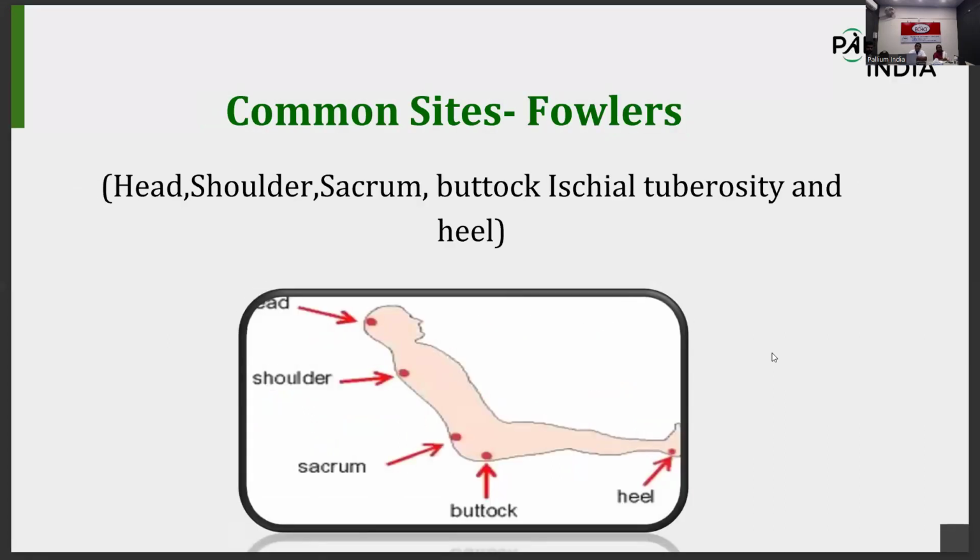Next, Fowler's position. Mainly this position is used in the ICU. In this position, the head area is most commonly affected, along with the shoulder, sacrum, buttocks, and heel. Sometimes we also use an oxygen mask, which touches the pinna of the ear. The tubing causes some pressure on the earlobe and can also cause a pressure ulcer in that area. So we have to change the position in an alternating manner.